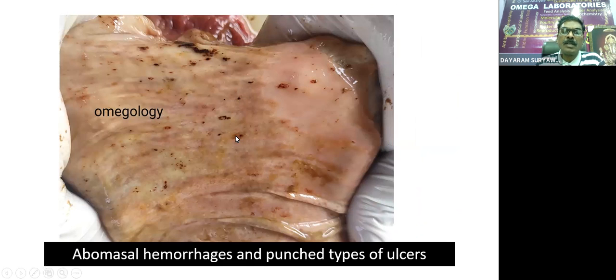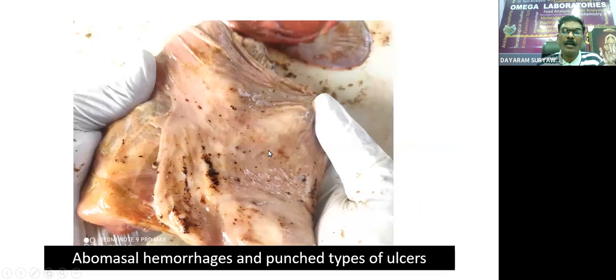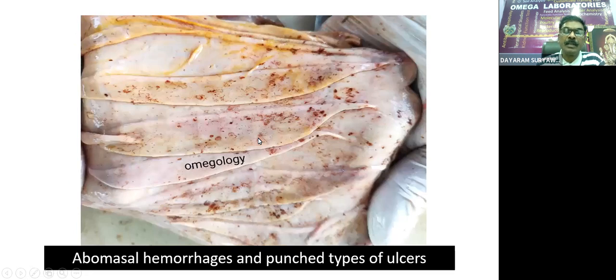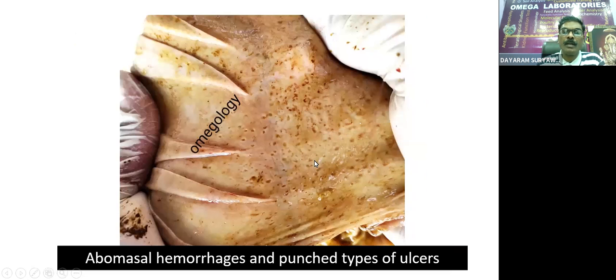Here again you can see the different types of ulcers, some small, some large. In early stages we can see punch type ulcers at lower intensity. Again, here also we can see punch type ulcers at lower intensity in the abomasal mucosa. Here again we can see different punch type ulcers, and another case of punch type ulcers in the abomasum.